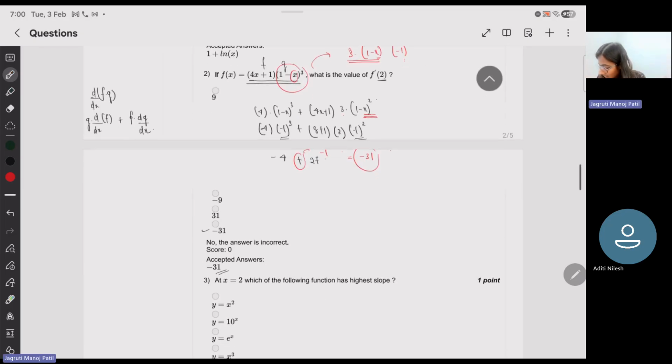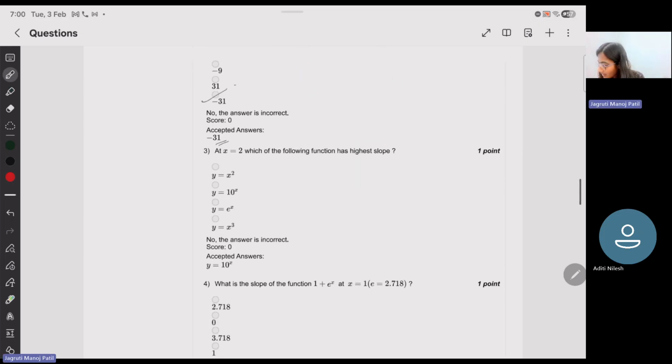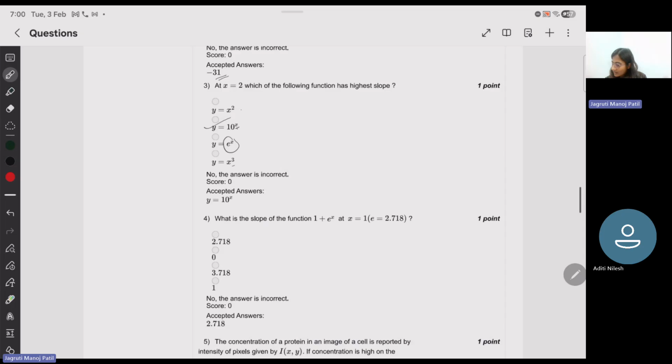Okay, so this is done. Then you have: at x equals 2, which of the following functions has the highest slope? This is nothing but evaluating it. X cube won't give, x square won't give, x raised to 2 is like 9 power of 2 at 2, and this is a smaller quantity. So only this one can give you a higher slope there.